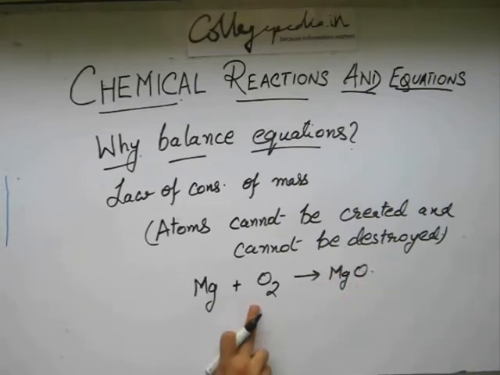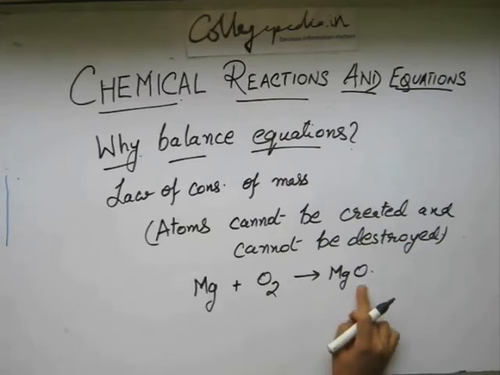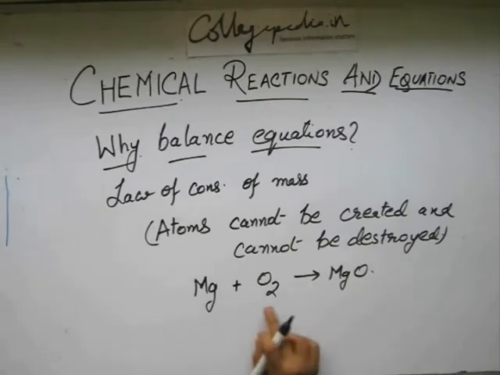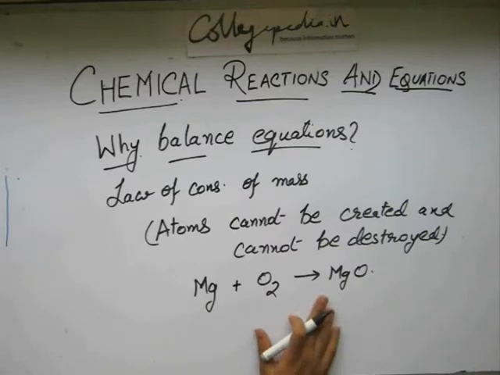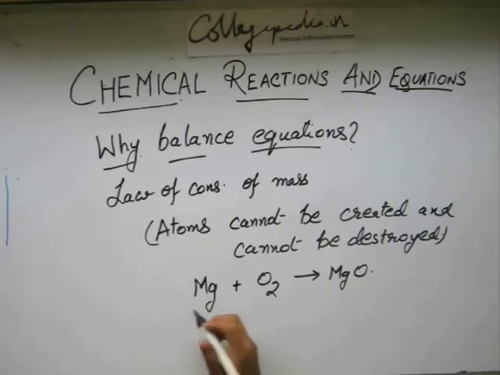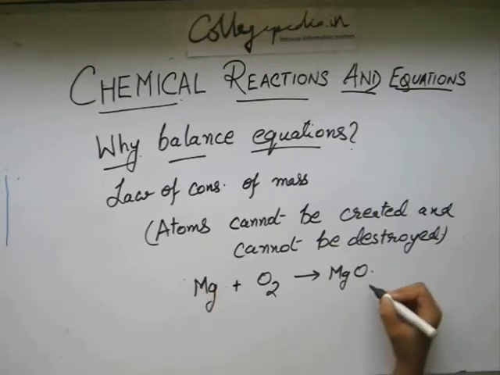There are 2 atoms of oxygen on the left hand side and 1 atom of oxygen on the right hand side. So it means that one oxygen atom has been destroyed. But that cannot happen. That is why we need to balance this equation.